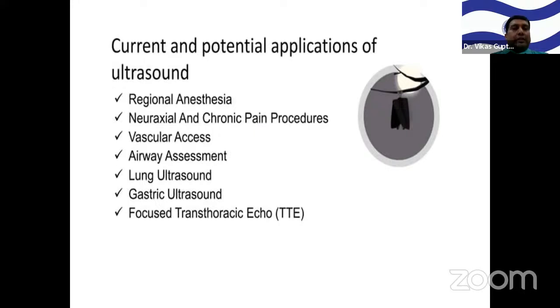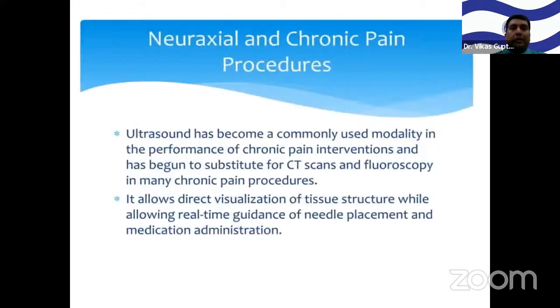It will be used for regional anesthesia, for neuraxial and chronic pain procedures, for vascular access, for airway assessment, for lung ultrasound, gastric ultrasound, EFAST, and focused transthoracic echo. So in today's class, we will discuss nerve blocks, which we are using in day-to-day practice or in OT practice.